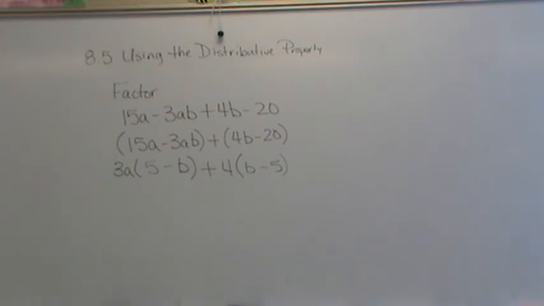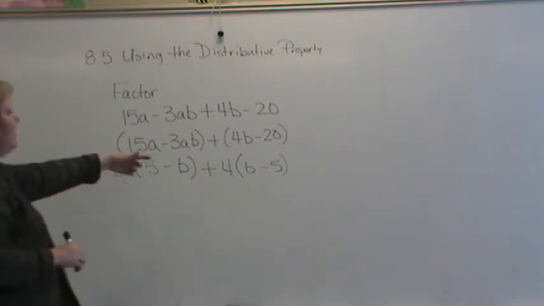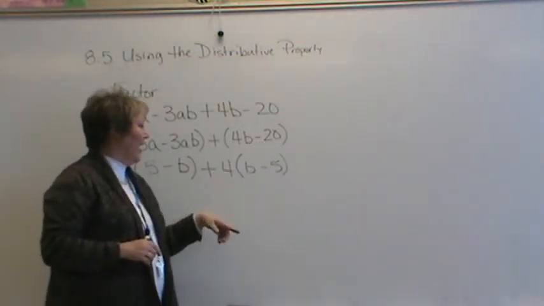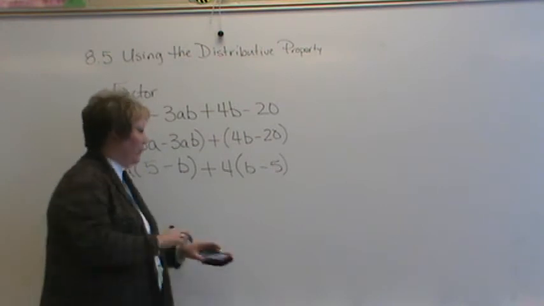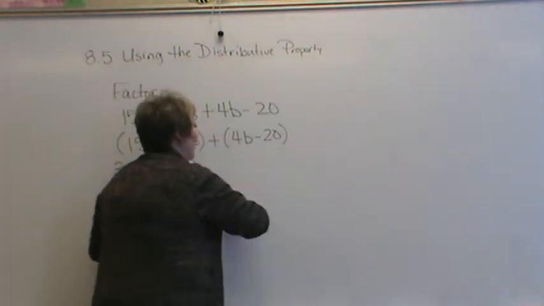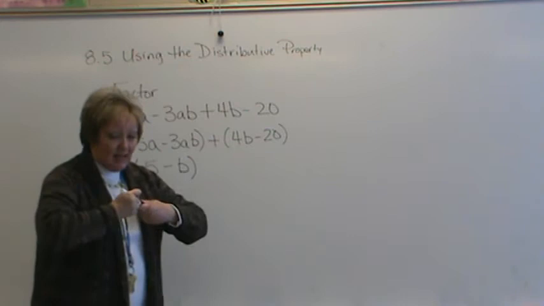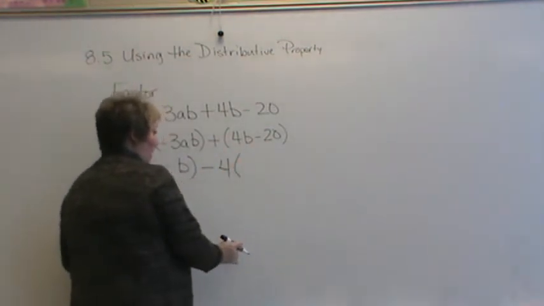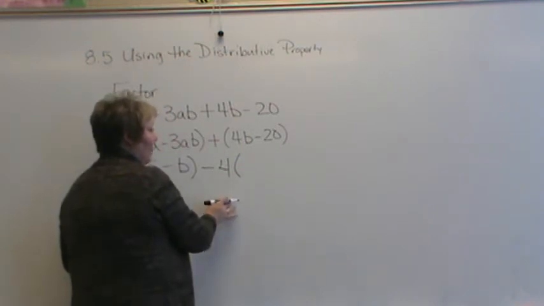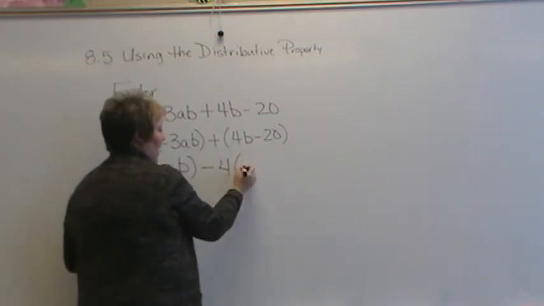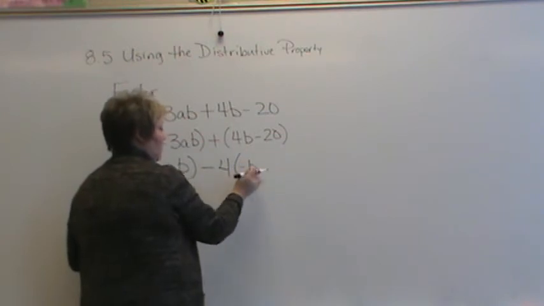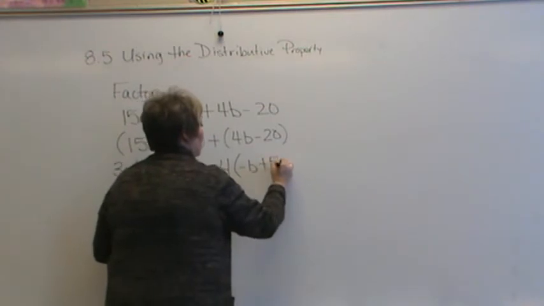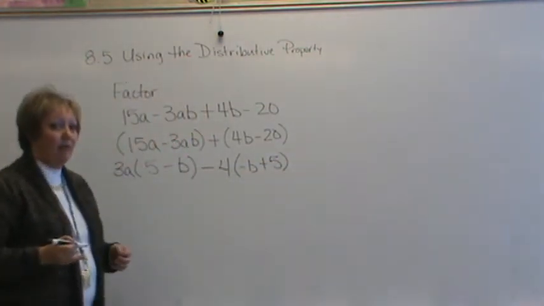I can't. But if I go back to this pair that I grouped together, and instead of factoring out a 4, what if I factor out a negative 4? Is that going to change the way I work the problem? Now that I factored out a negative 4, that would leave me with negative B. Factoring out a negative 4 from 20 would leave me with a positive 5.